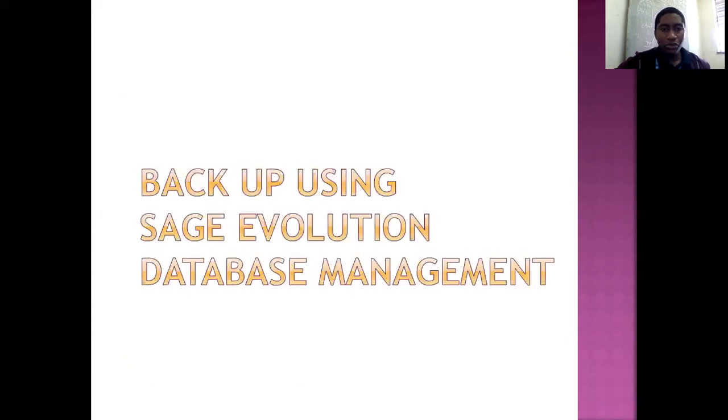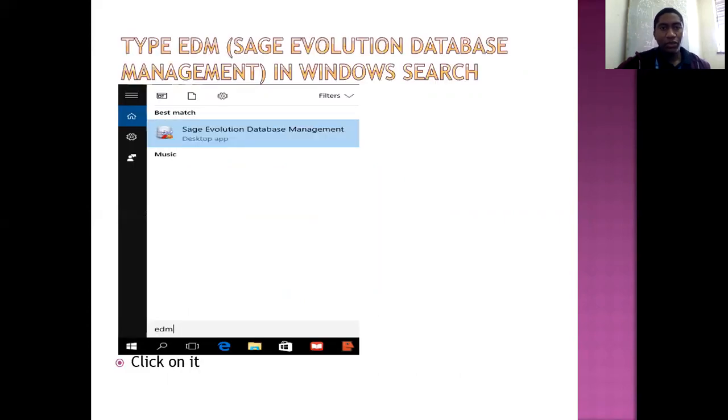Right, so backing up using Sage Evolution database management. This is our screenshot for the Sage Evolution database, which is found in our desktop apps. That is when you have Sage Evolution installed on your machine. You search for it in Windows by typing EDM, then you click on it.